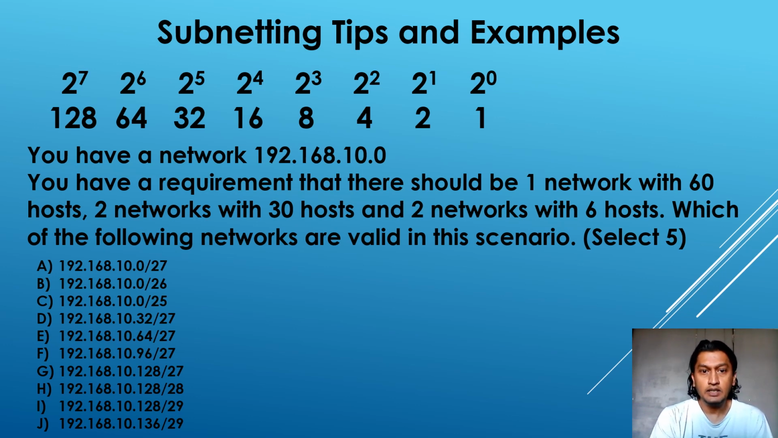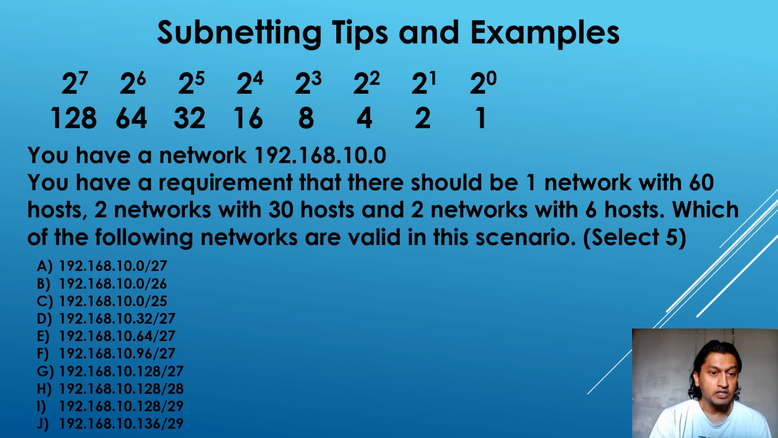You have a network, 192.168.10.0. You have a requirement that there should be one network with 60 hosts, 2 networks with 30 hosts, and 2 networks with 6 hosts. All right, which of the following networks are valid in this scenario? Now, essentially what you have to do here is variable length subnetting. So you have to use VLSM, or variable length subnet masks.